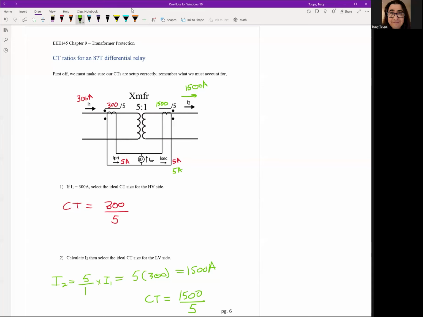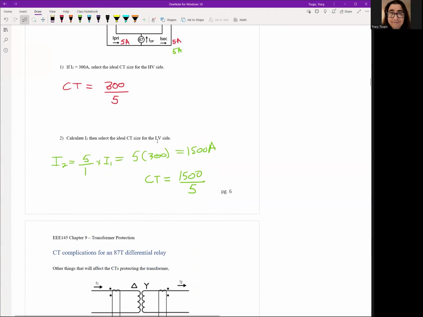But with a transformer, we don't want the CT ratios to be equal. We want to make sure the CT ratios are off by the same ratio that the turns ratio of the transformer is, right? So they're kind of pairing together. And that's one way we could fix the voltage variations and, quote unquote, cancel the turns ratio effect on the current. Because in this particular setup, we have 5 amps coming in and 5 amps going out. The operating current in the relay is 0. So this is a perfectly balanced differential relay, despite having a vastly different input and output current.